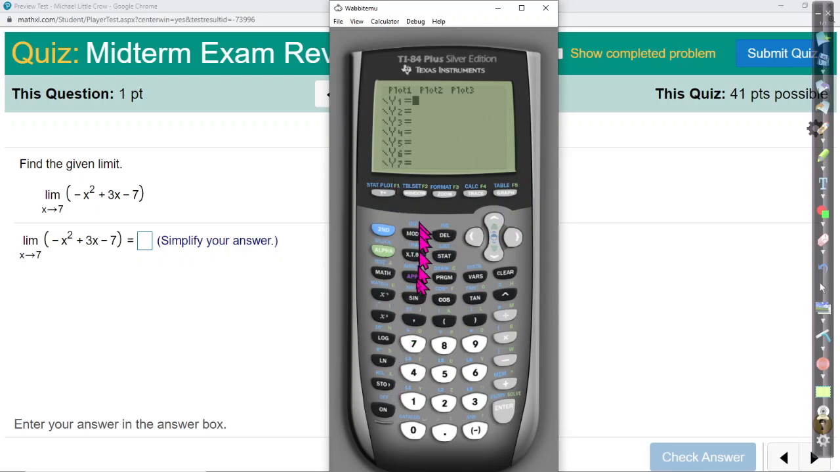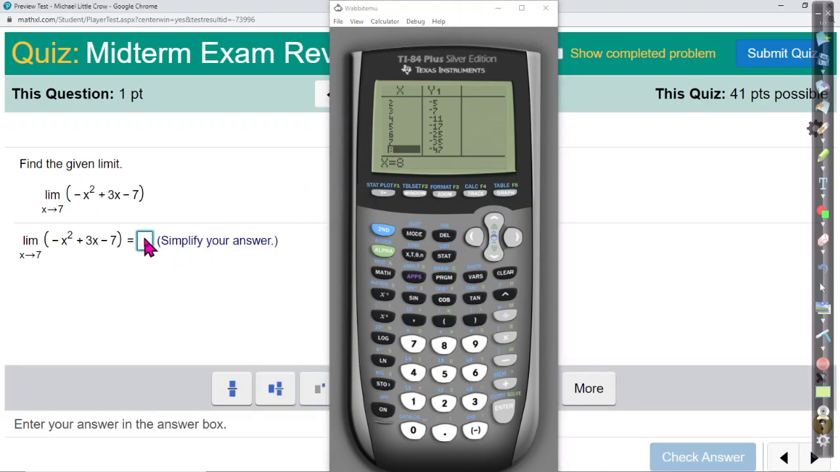So I'm going to graph this: minus x squared plus 3x minus 7, and make sure I got it in there right. I'm going to go to the table, second table, and let's see what's happening as x goes to 7. As x goes to 7, there's a function value of negative 35. We can feel pretty doggone confident that that's what that's going to be.